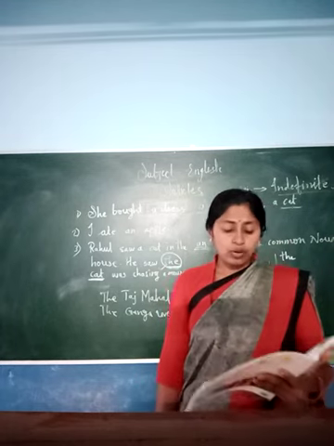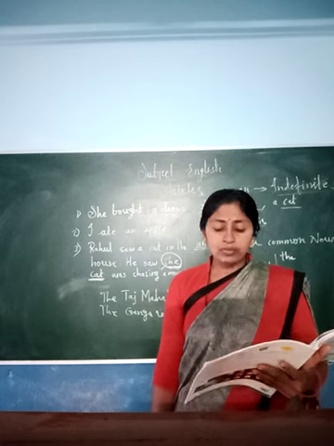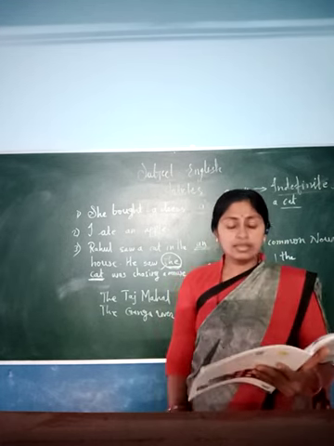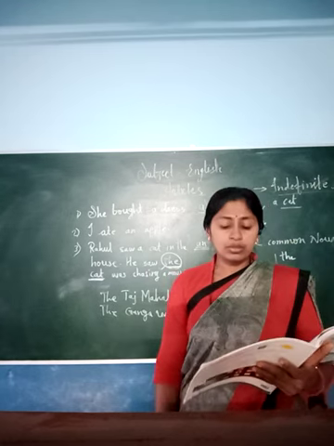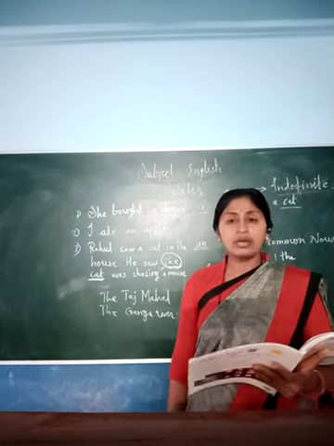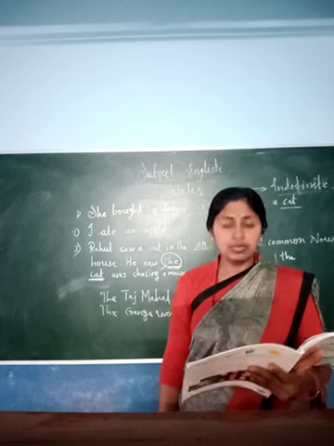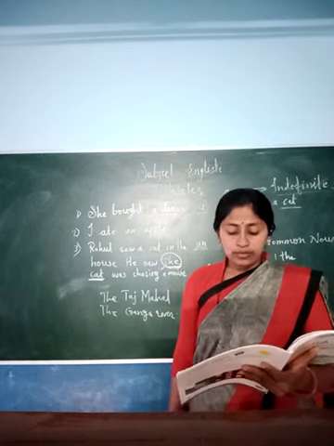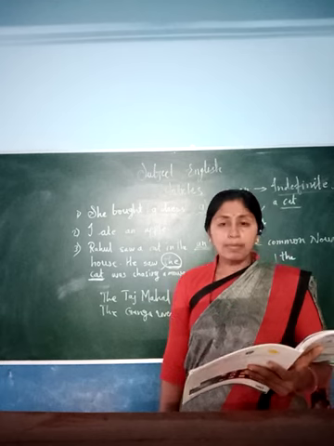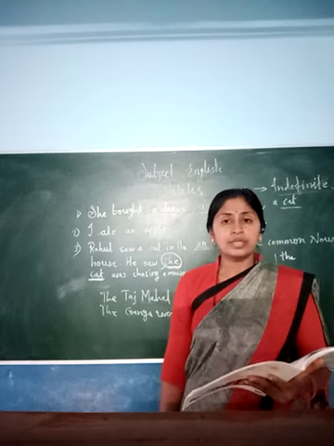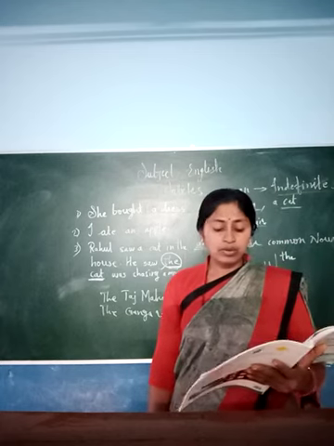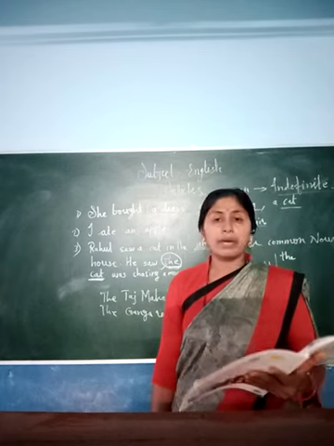Aunt Ruby had bought dash parrot from dash bird catcher. So, what is the correct answer? Aunt Ruby had bought a parrot from a bird catcher. The article "a" comes there. Second, a princess lived in the palace in London. Third sentence, they went for a stroll in the park.